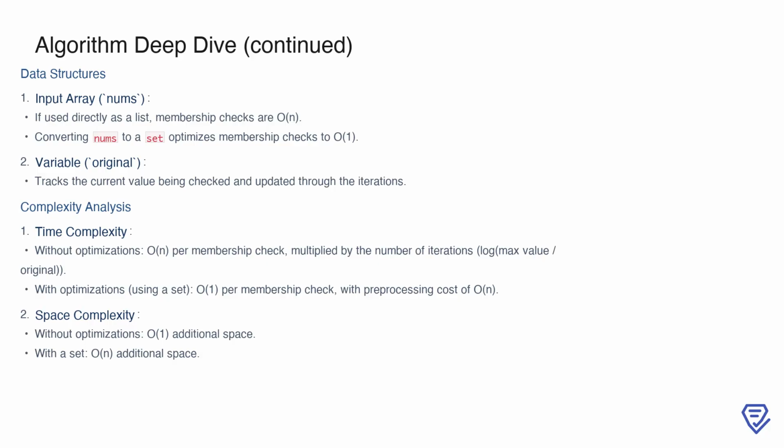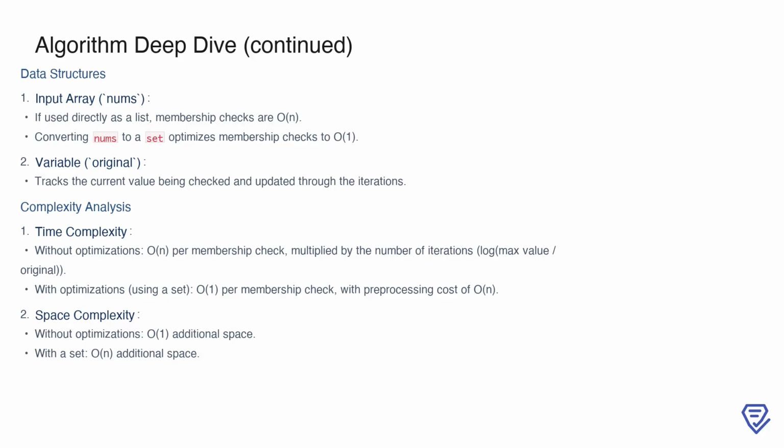Finally, let's discuss the data structures and complexity analysis. The input array nums is central to the algorithm. If used directly as a list, membership checks have a time complexity of O(n). However, converting nums into a set optimizes these checks to O(1), making the algorithm more efficient. The variable original is also key, as it keeps track of the current value being checked and updated during each iteration.